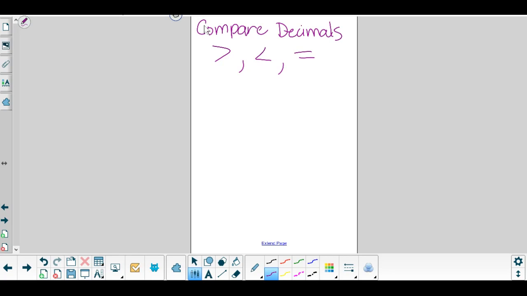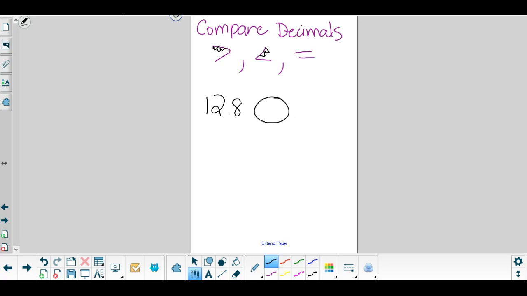Remember, when we are using these symbols, the alligator mouth, remember the teeth are coming out of it? The alligator mouth is eating the bigger number. It wants to eat that bigger number. So we're going to give it the food. Whichever one is bigger, that's the one that it's eating. And then the equal sign is just saying that there's even ground for both of them. So first set of questions.